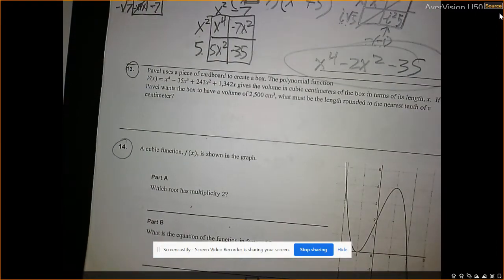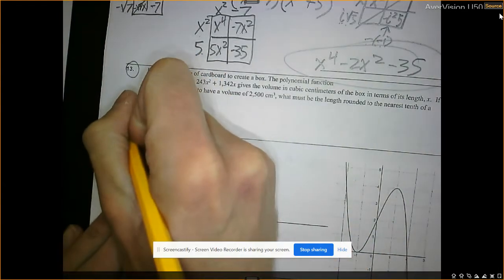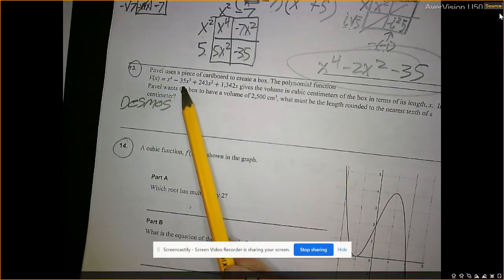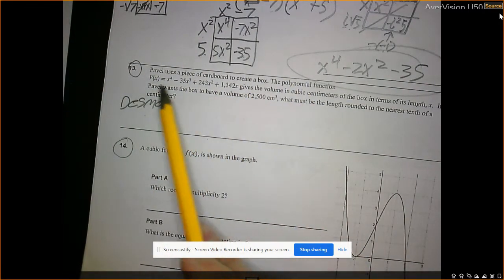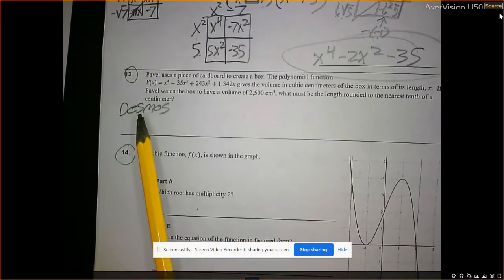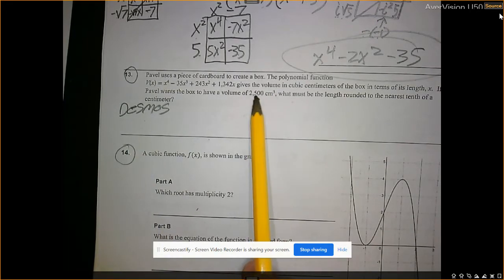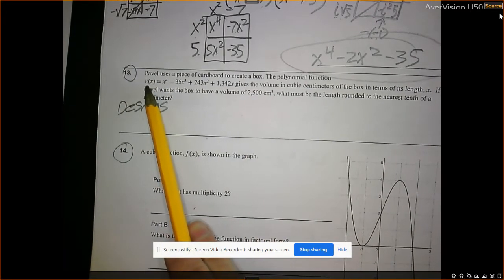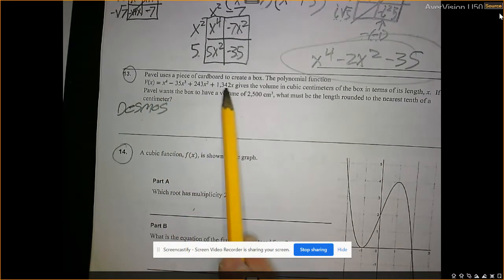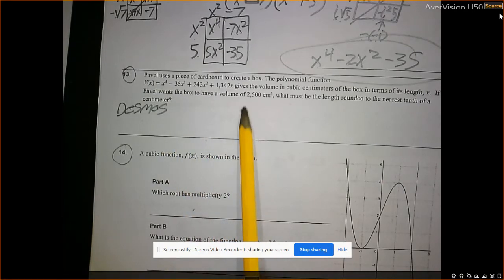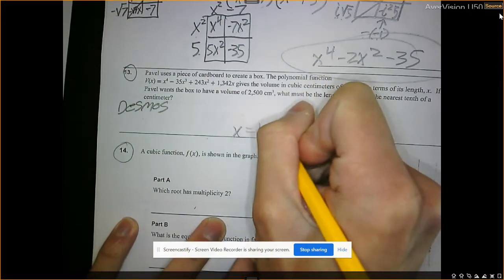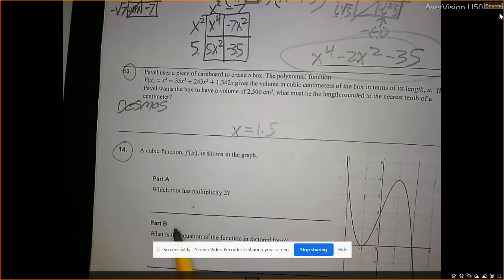Okay, number 13. This one, you are solely using Desmos. And there's a few ways of doing this. Honestly, the easiest way is if it has a volume of 2,500, this is similar to a test question that was on Module 3. If you have a volume of 2,500, you can just replace the V of x with 2,500, type in 2,500 equals all of your equation. When you do that on Desmos, you're going to see a line that appears right on x equals 1.5 and x equals 1.5 only. That's the answer you should get.